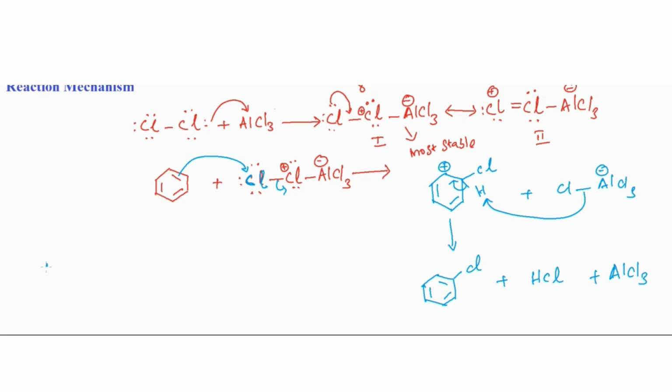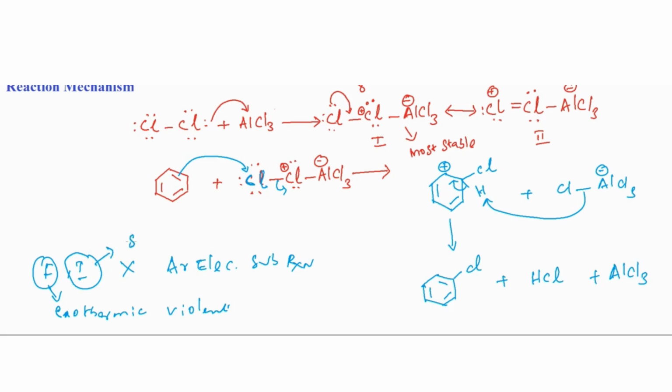Please remember that iodine and fluorine cannot be substituted by aromatic electrophilic substitution reaction. The reason is that fluorination is highly exothermic and violent, so it is not possible to substitute fluorine by this method. Similarly for iodine, but it's not violent. The iodination reaction is very slow and will not easily form. Thus iodination and fluorination cannot be done by aromatic electrophilic substitution reaction.